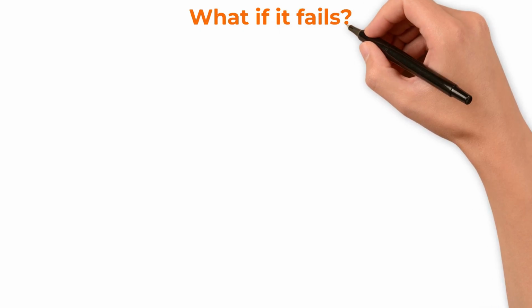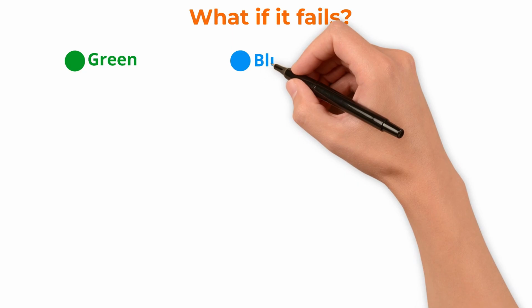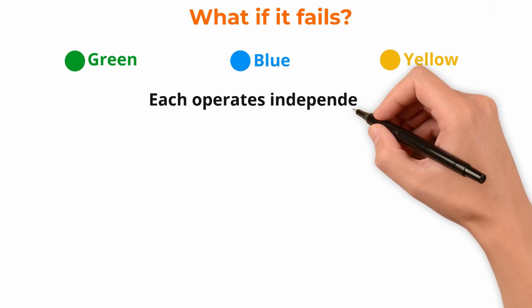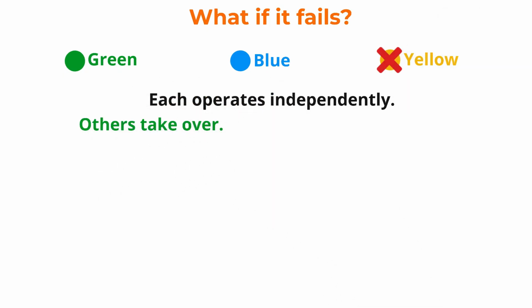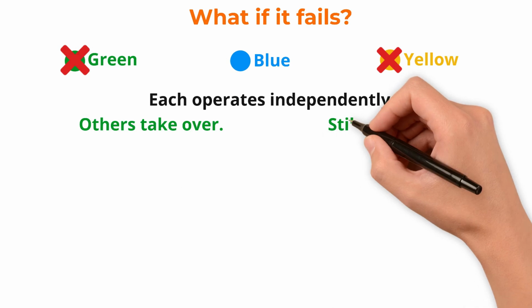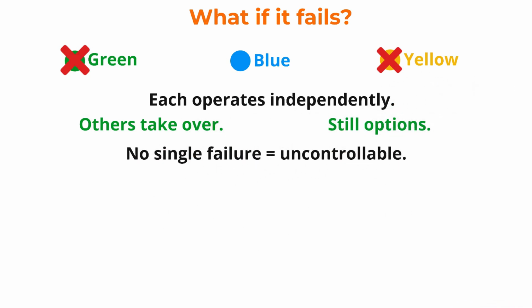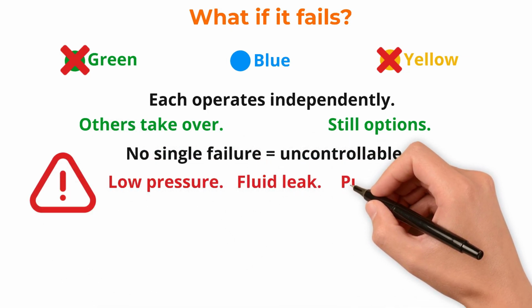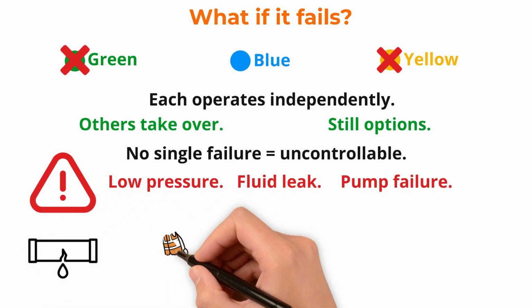So what happens when the hydraulic system fails? First, it's important to understand that commercial aircraft have multiple independent hydraulic systems, typically 2 or 3. On an Airbus A320, there are 3 systems: green, blue, and yellow. Each one can operate critical flight controls independently. If one system fails, the others take over. If 2 systems fail, there are still options. The aircraft is designed so that no single hydraulic failure can make it uncontrollable.